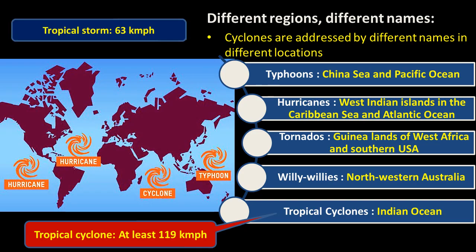When the winds reach a speed of 63 miles per hour, it is called a tropical storm. And when it reaches a speed of 119 kilometers per hour, it is called a tropical cyclone. Each cyclone has a name as well.